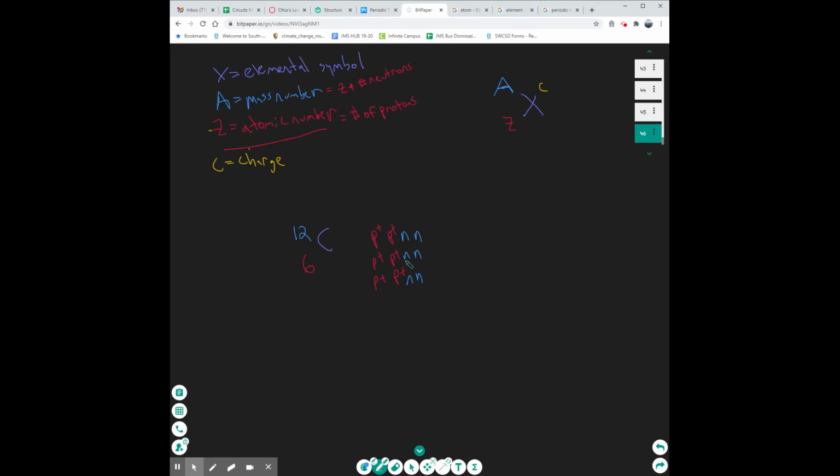Now, would they be oriented this way? No, they wouldn't be in this nice, neat, even pattern like this. It'd be slightly different looking, but that's fine. We'll just go with it. Okay, so that's the nucleus of carbon.